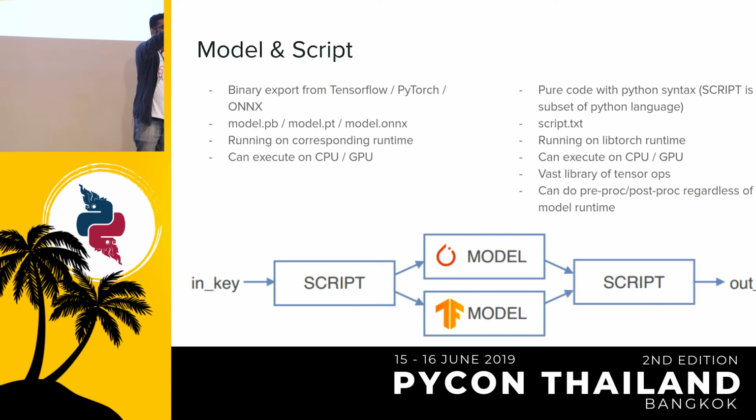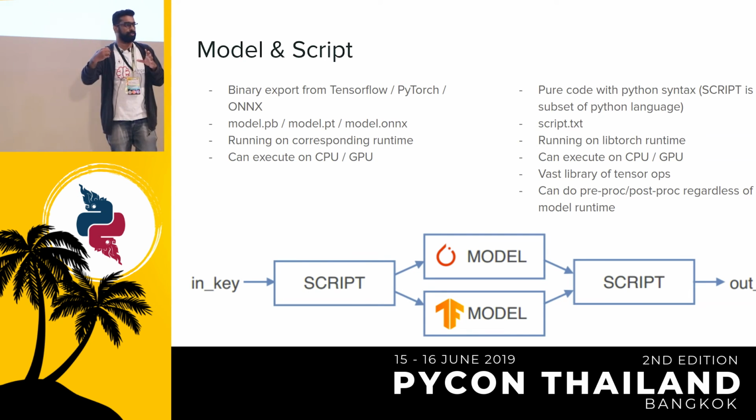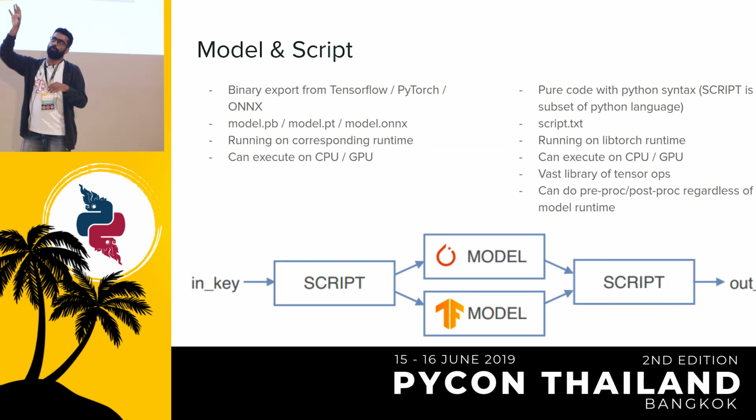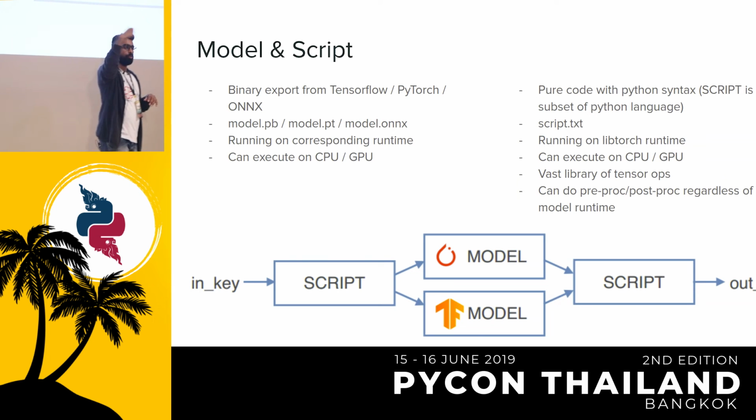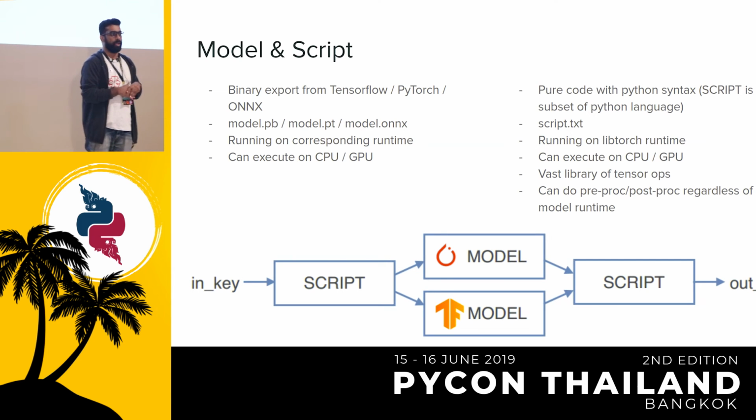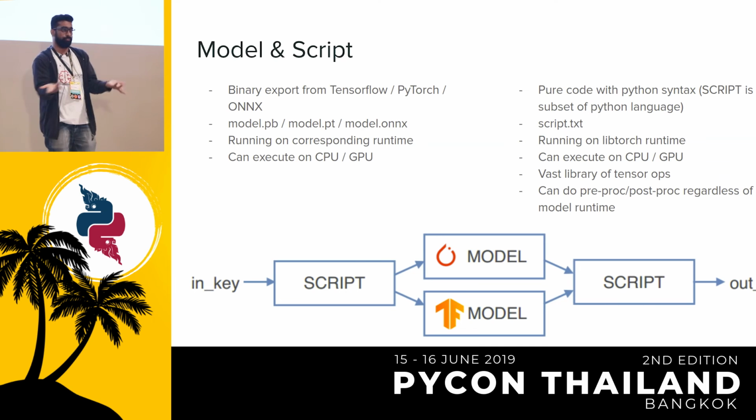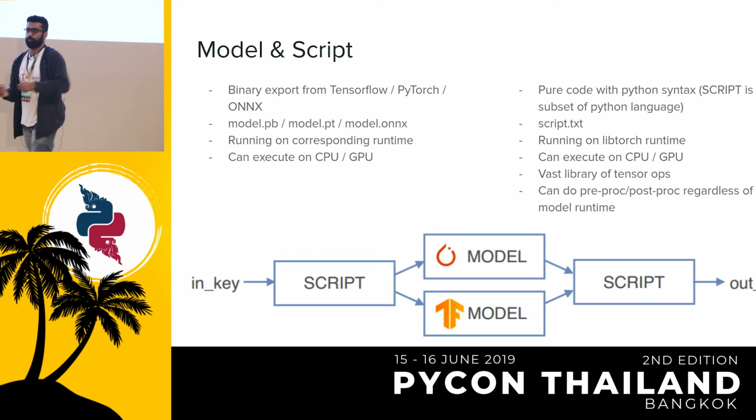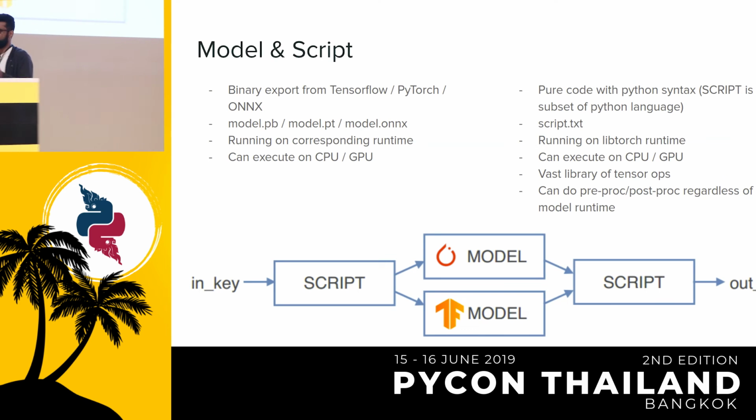RedisAI takes your tensor input, runs it with the function that you have defined in your script, and then the output of the script is taken and run in the PyTorch, ONNX, or TensorFlow runtime. Then the output of that is again run by using another script. If you have a post-processing operation defined, then the output is saved to outkey. So you can essentially mix and match different frameworks, scripts, etc. in the same workflow in RedisAI itself.